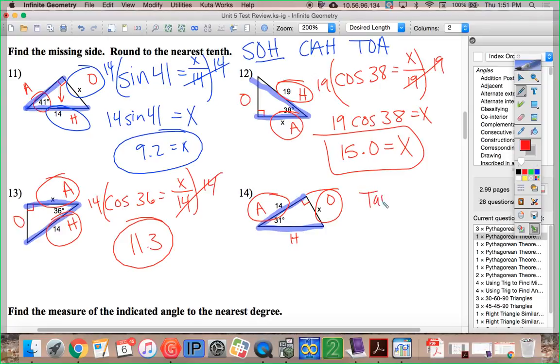On this one, you're doing tangent of 31. That equals, tangent is opposite on top, adjacent on bottom. You'll multiply both sides by the 14. So you should type 14 tangent 31, should get 8.4.